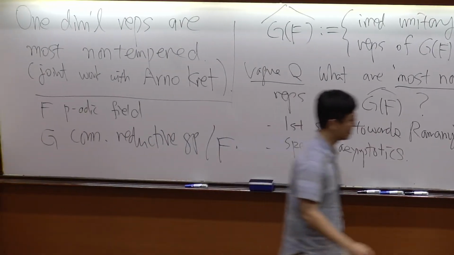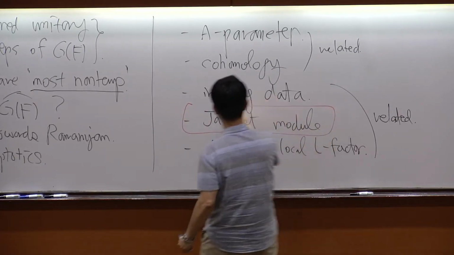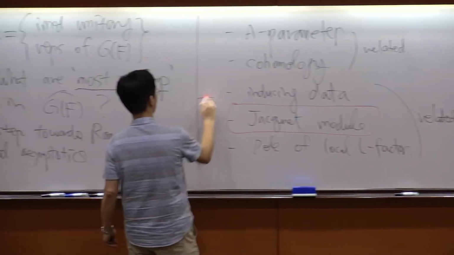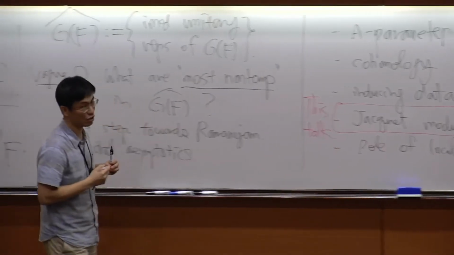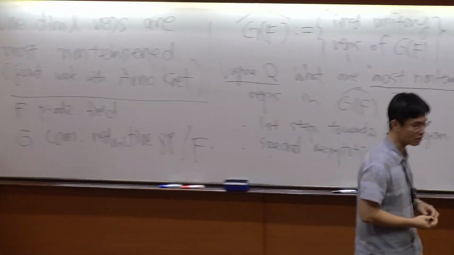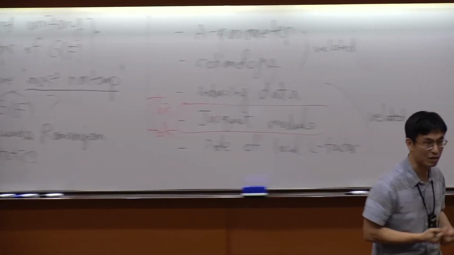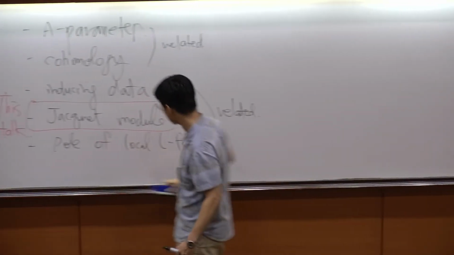And now I'll just say that this is the one I'm going to look at. This talk is about the Jacquet module interpretation of non-temperedness. So as I said, it's about the central characters of Jacquet modules along proper parabolic subgroups.